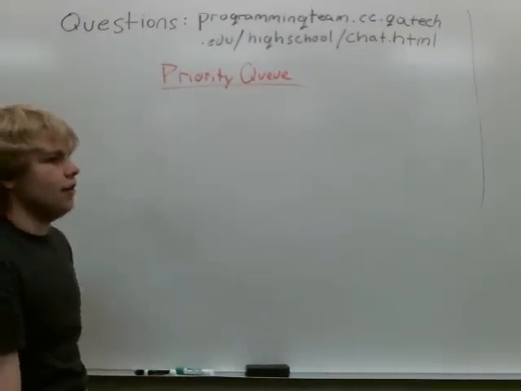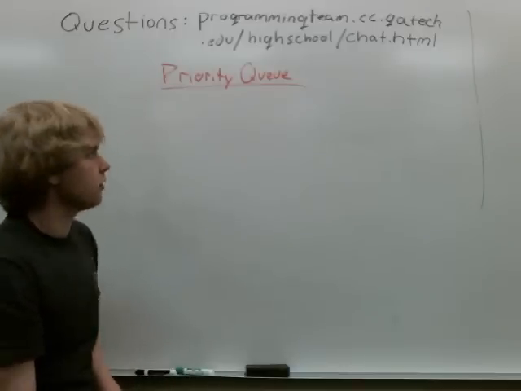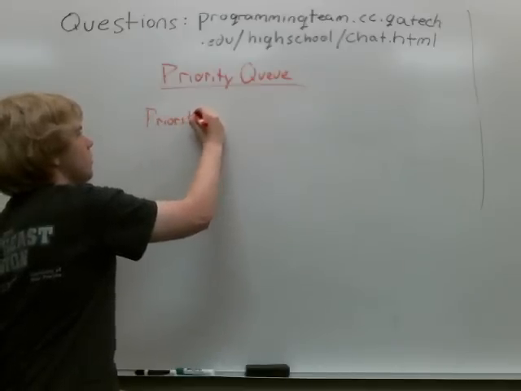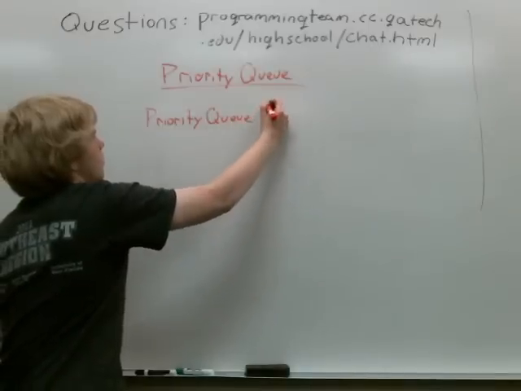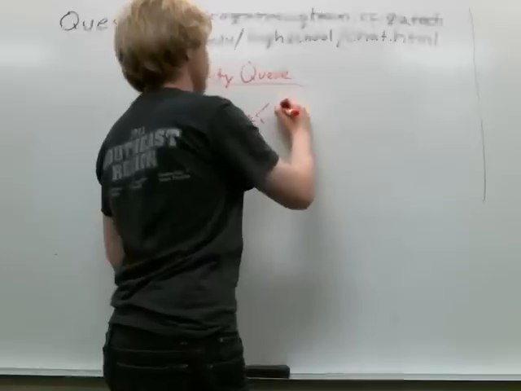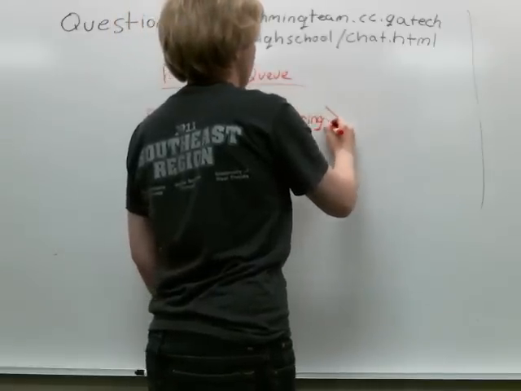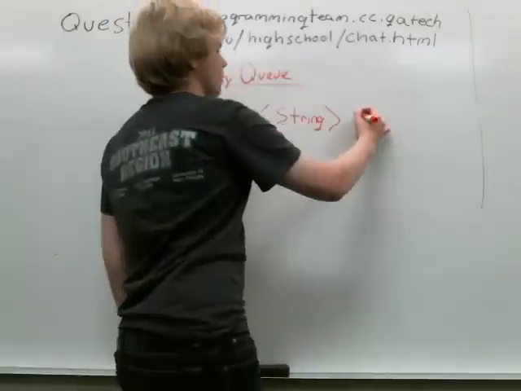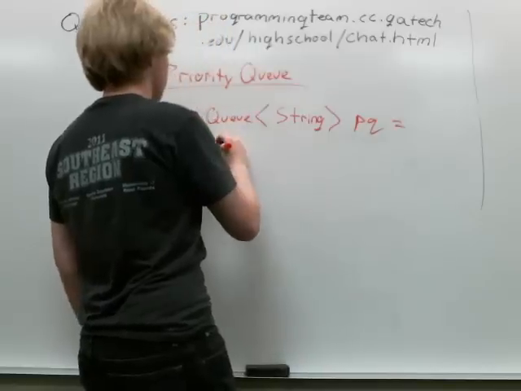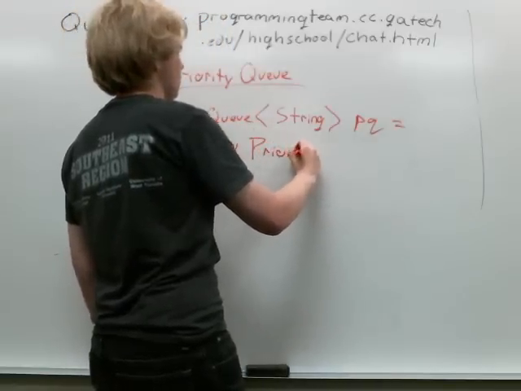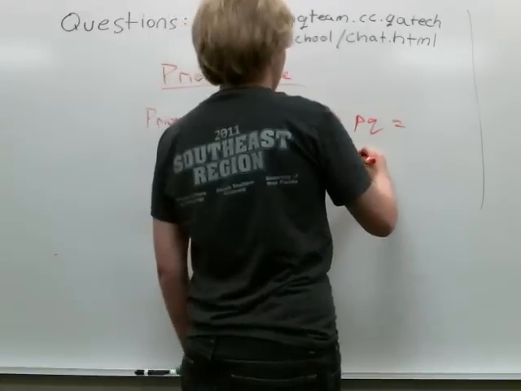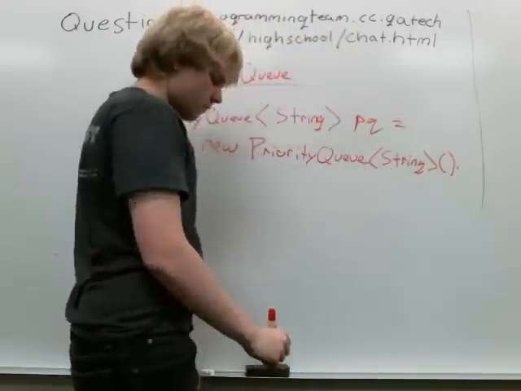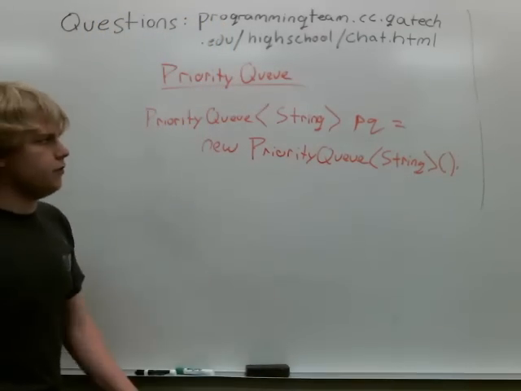Okay, so like everything, Java already has this implemented for you. So it's just another class, the PriorityQueue class. And it has a generic type. So I'll just make it of the string type. So a priority queue of strings. I'll just call it pq equals new PriorityQueue. So that's all you have to do to create a priority queue.